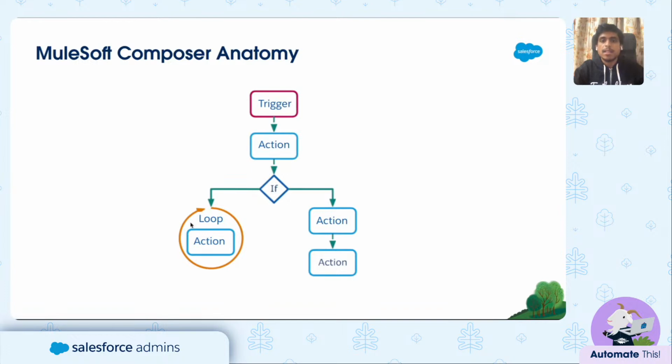Then we have if and the loop, right? Now, logically speaking, these two elements work exactly the same way. If the condition is true, then execute this set of actions. If the condition is false, then execute other set of actions. And if I fetch some records from an external system, then we can loop over the records, right? Using the loop element.